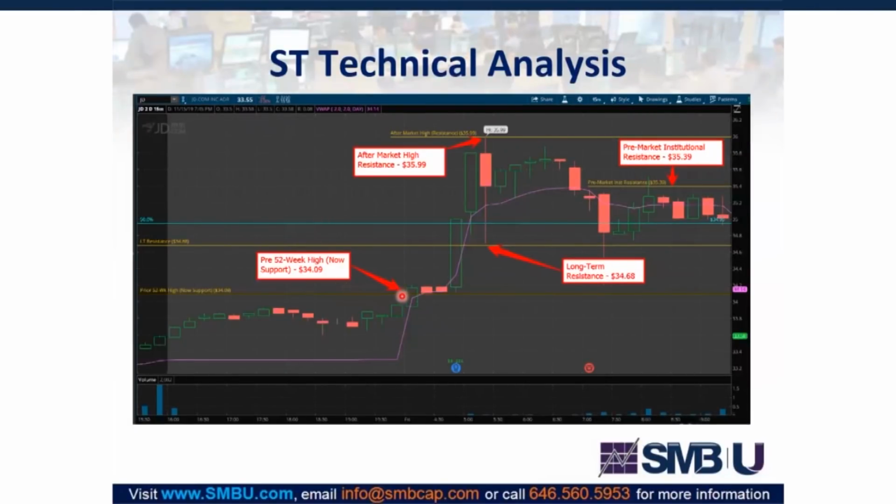So here was the prior 52-week high, support, which is now resistance in the pre-market at 34.09. Here's that long-term resistance level that I had identified. Aftermarket high resistance at about 36. And then once the institutions started coming in at about 7, which is what Steve has been saying in Trader DNA, we had some pretty good resistance around 35.39, 35.50 area. So there's my short-term technicals.